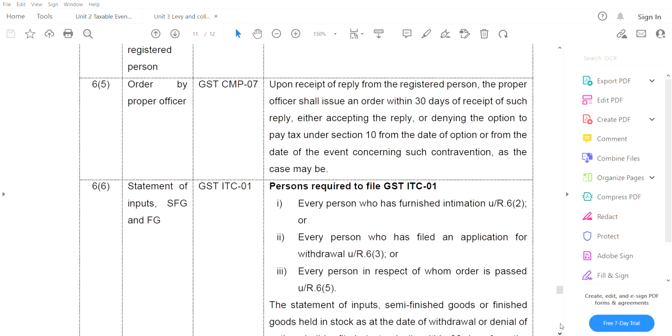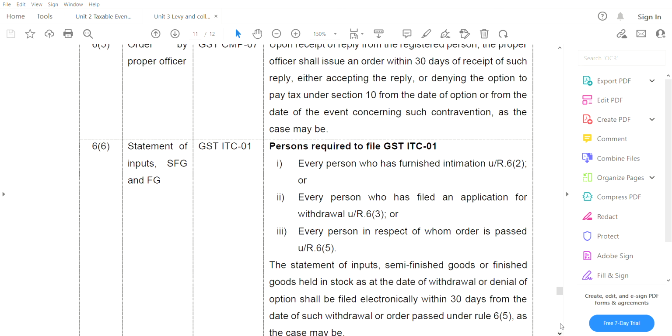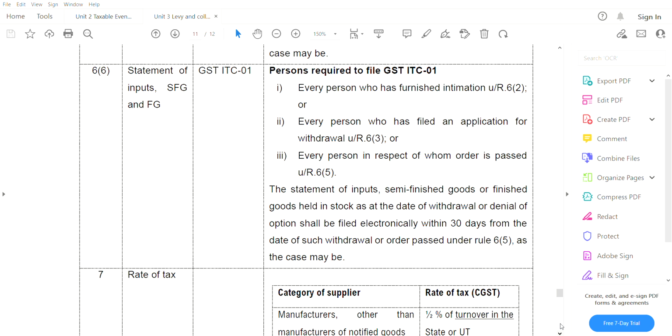Okay, so when you come out of the composition scheme, you need to file a stock statement of input, semi-finished goods and finished goods in form GST ITC 01, because by this you are indicating to the officer that I am having so much in stock and on which I have paid so much GST as input tax. So I will be eligible to take input tax credit once I shift to the regular scheme, subject to your rate not restricting ITC eligibility, availability.